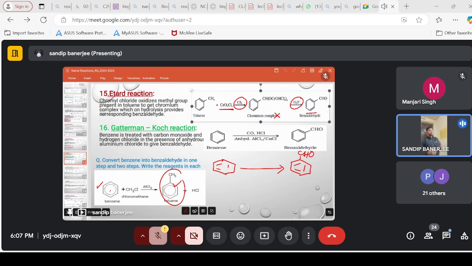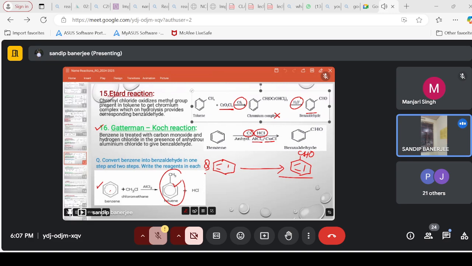Now, if the question asks to convert benzene into benzaldehyde in a single step, then the answer is the Gattermann-Koch reaction. The parallel reaction is the Gattermann reaction. I think it's not mentioned in your book, but I will say a little bit about it. The Gattermann-Koch reaction is when benzene gets attacked in the presence of a Lewis acid, aluminum chloride, with a trace amount of CuCl, and CO and HCl basically.